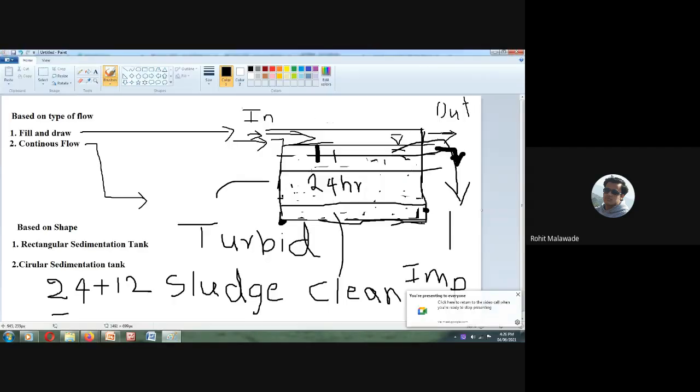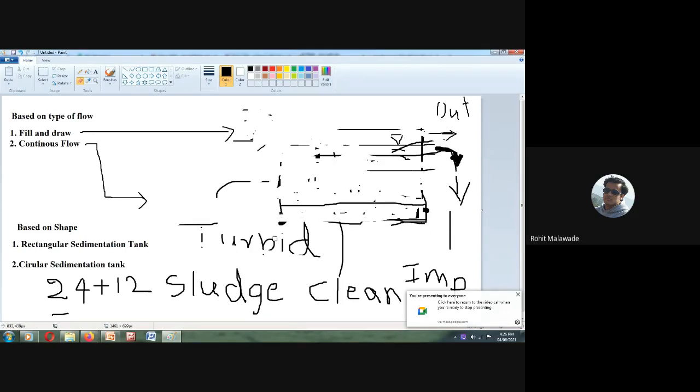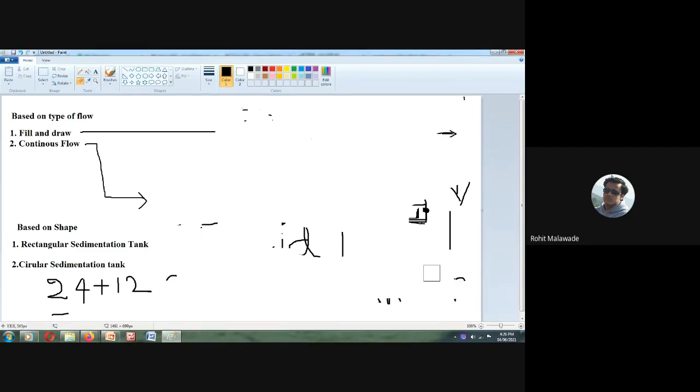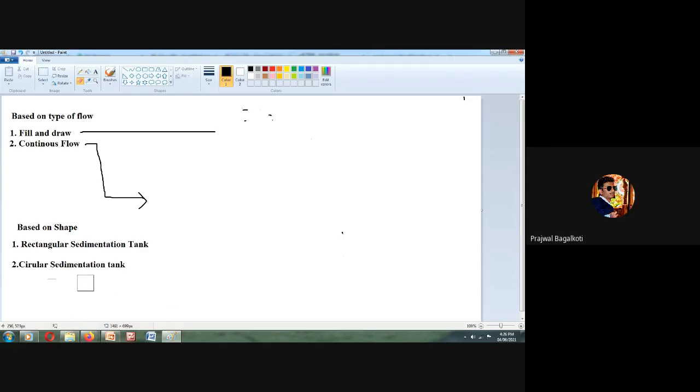So this is your fill and draw type. Now we will see the next type, that is continuous flow. Can anybody tell me what is continuous flow? The name itself is continuous. It will flow continuously, sir, but it will settle down the solid particles. How will the particles settle if it is continuous?